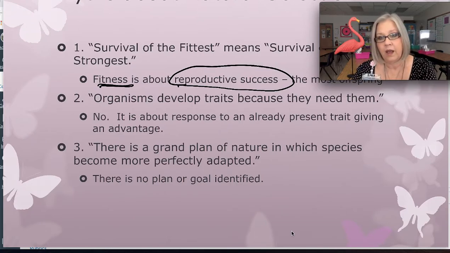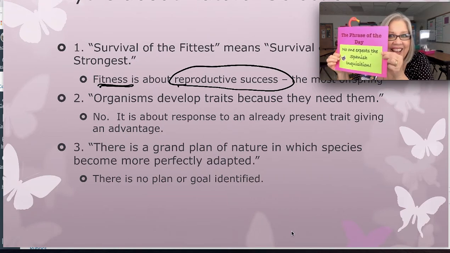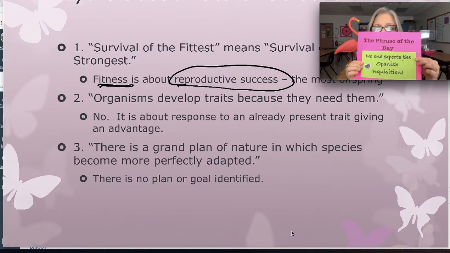So I'm going to show you something right now. Phrase of the day. Can you see those? It says, no one expects the Spanish Inquisition.